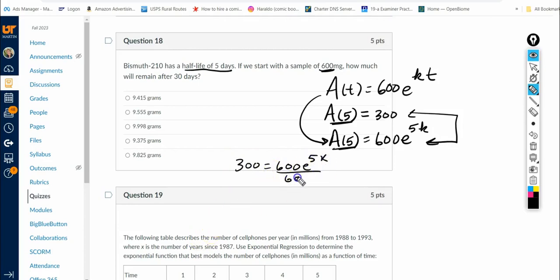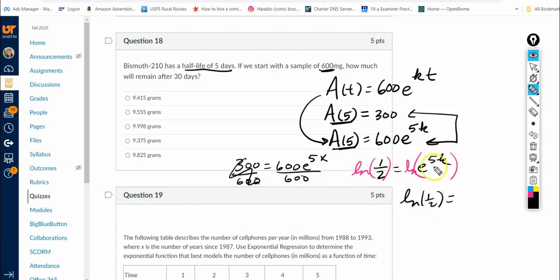I'm going to divide both sides by 600. And so you get a half here. And I'm going to take ln of both sides. So ln of a half is equal to, the third rule says what's in the exponent can come out the front. So you're going to have 5k times ln of e, but ln of e is just the number 1. And k is going to be ln of a half, or 0.5, all divided by 5.